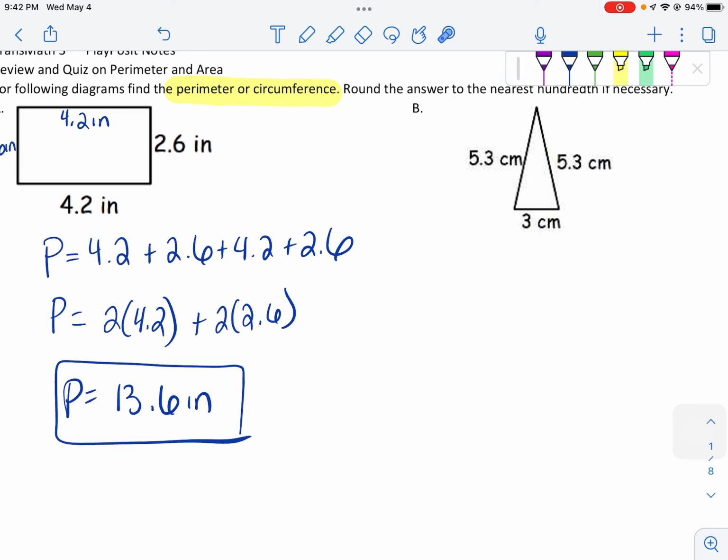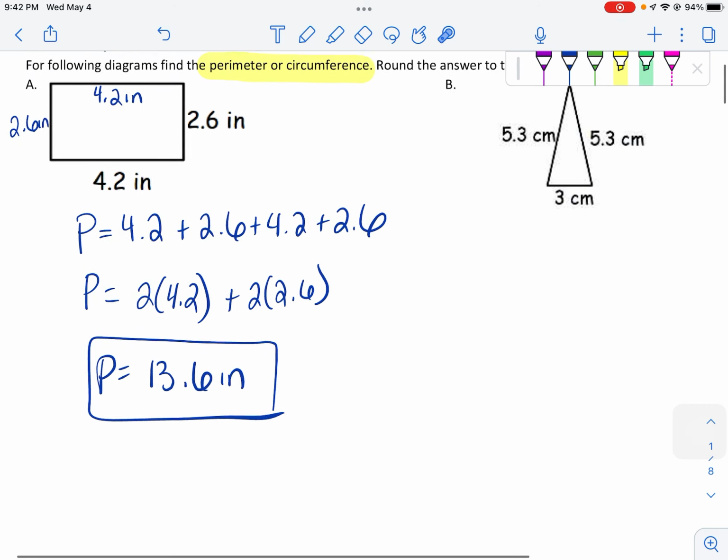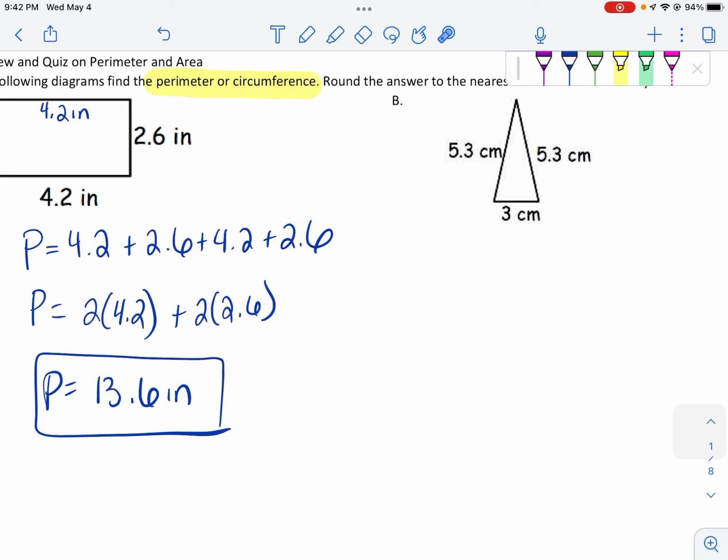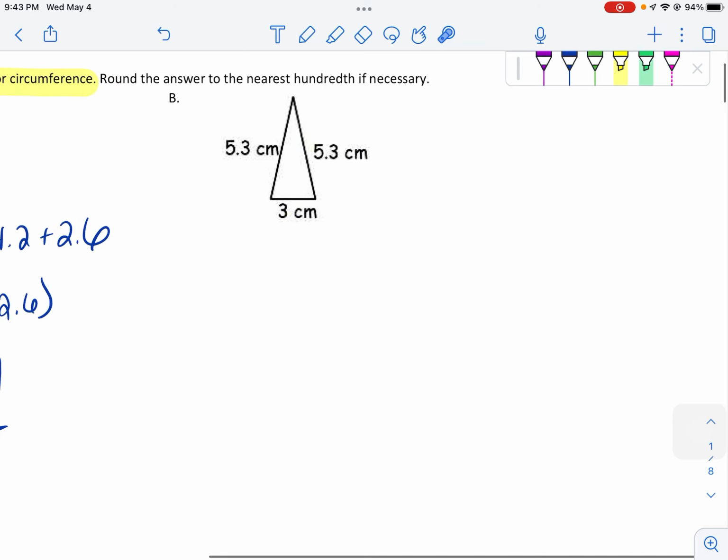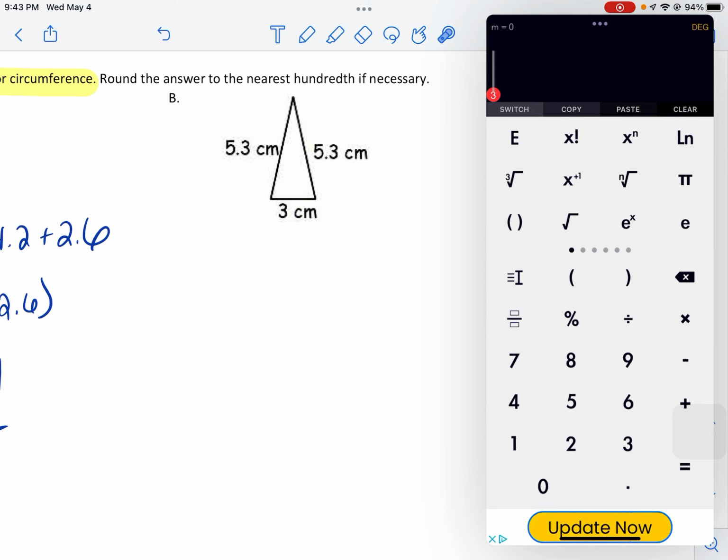Perimeters of triangles work very similarly, but they have 3 sides. In this case, we do have 2 sides that are the same, but not all triangles have sides that are equal. So we're just going to add up the 3 sides of the triangle. The perimeter in this one would be 5.3 plus 5.3 plus 3. My pen died, so I'll just use my calculator. 5.3 and 5.3 would be 10.6, plus 3 should be 13.6.